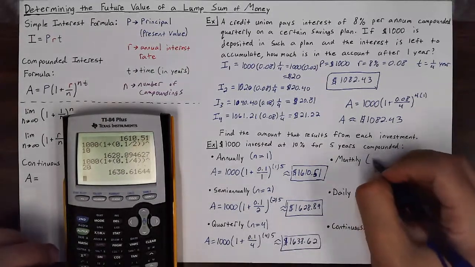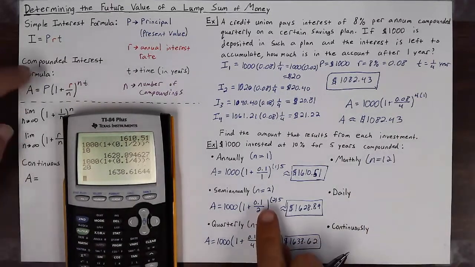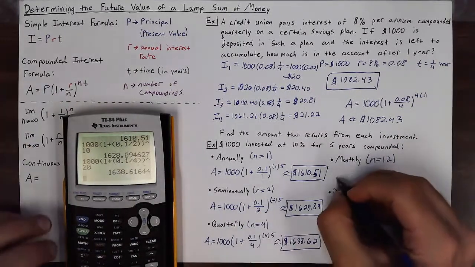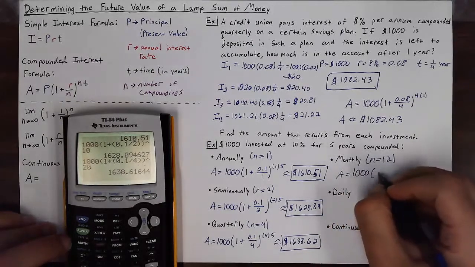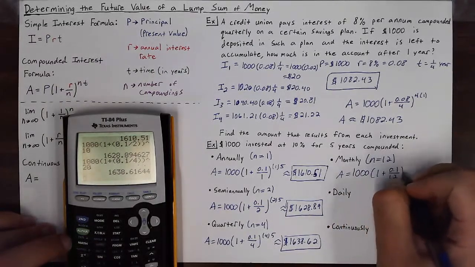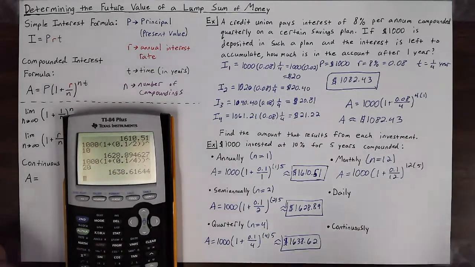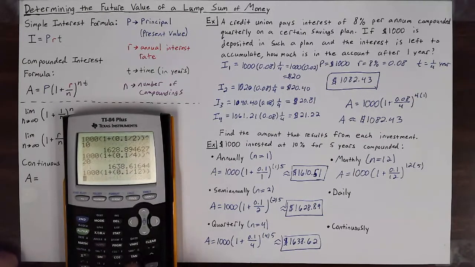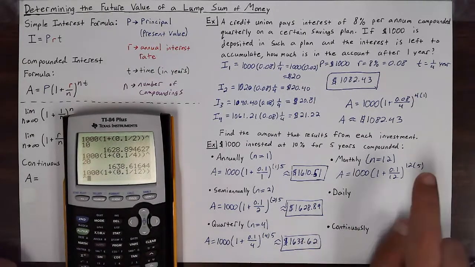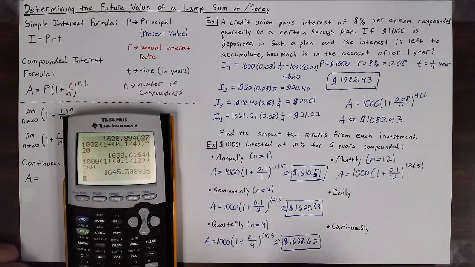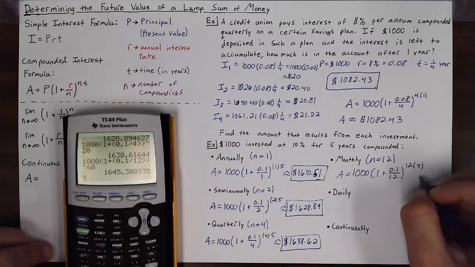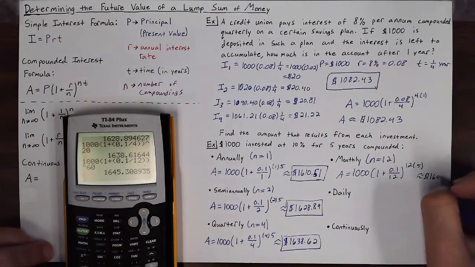So let's do it monthly, which means 12 times a year. So n will equal 12 for my formula. I'll replace n with 12. So A will equal 1,000 times 1 plus 0.1 over 12 raised to the 12 times 5 power. So 1,000 times 1 plus 0.1 divided by 12, all raised to the 12 times 5 power, which is 60. And this will be approximately $1,645.31.